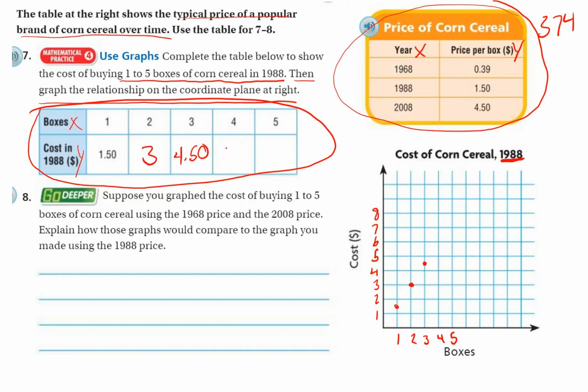Okay, if I buy 4 boxes, that's going to cost me $6. So 4, and then I run up to 6. Just going to put my point right there. And then 5, it's going to be $7.50. Run over to 5, go up past the 7, and then midway between the 7 and the 8. Okay, so you can see here this makes a straight line.